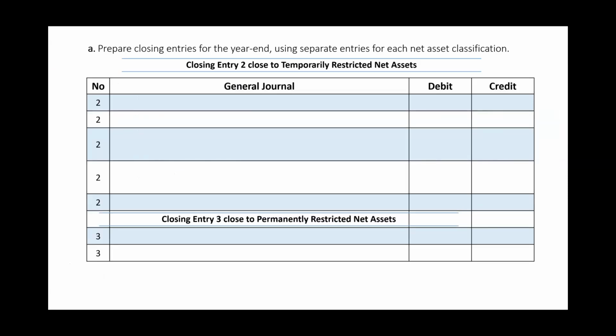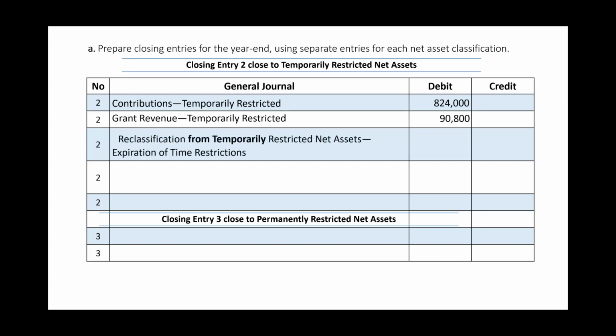Next, we're going to close up the temporarily restricted assets. So again, we're going to have contributions that were temporarily restricted. We're going to debit those. Grant revenue, temporarily restricted. Again, it's a debit. And then here's our reclassification entries. So if we recall, when we reclassified, we had to credit those temporarily restricted net asset accounts, which left them with a credit balance. So we had to debit those. I apologize. Let me restate that.